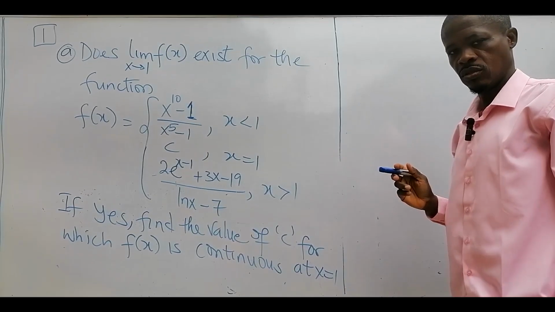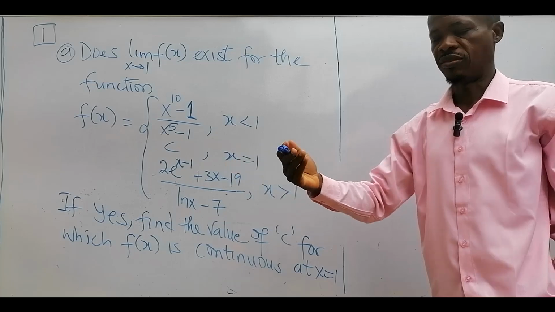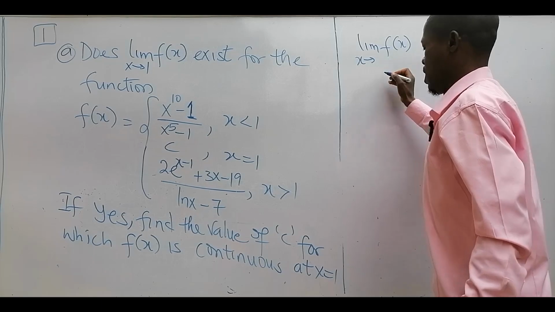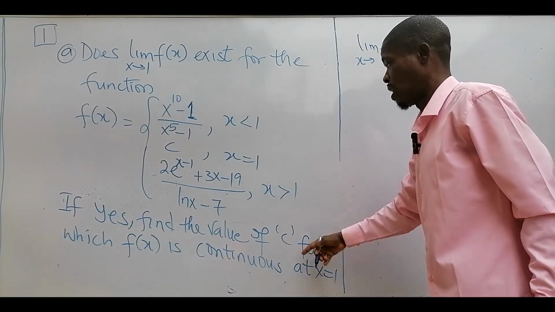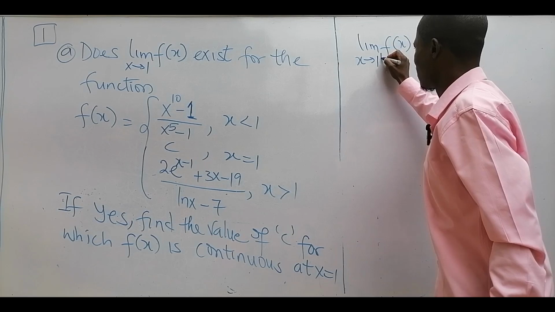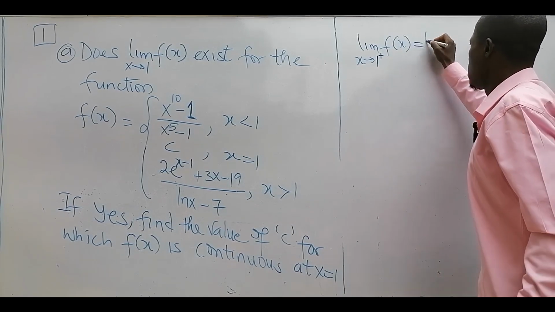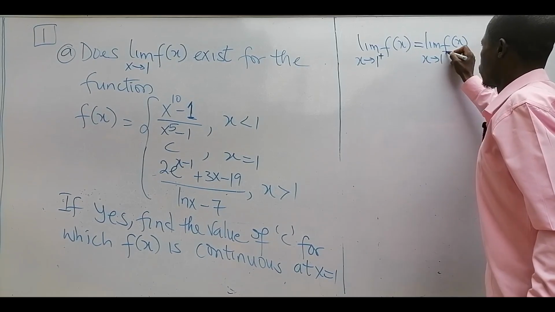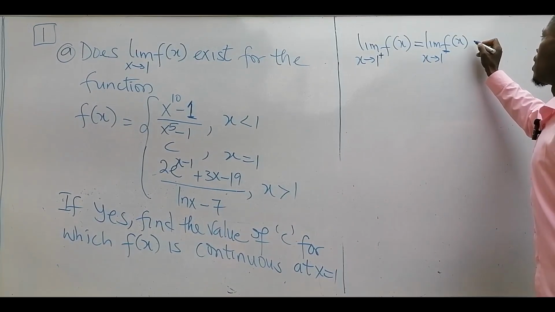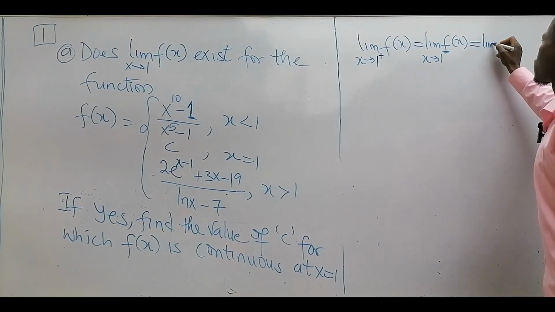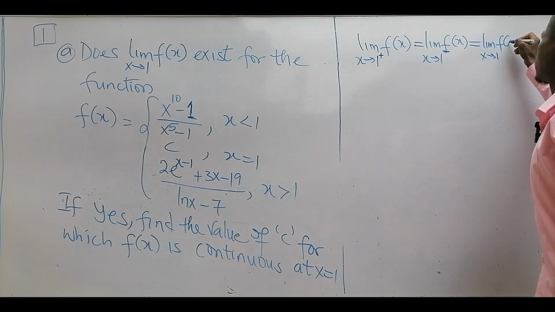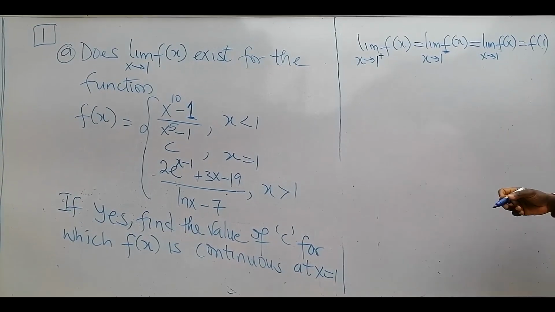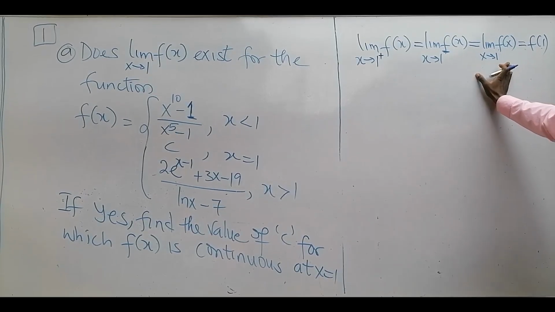The first thing first, what is the condition for continuity? For continuity, at x equal to 1, the limit of f of x as x tends to 1 plus, that's the right hand side, must equal the limit of f of x as x tends to 1 minus, that's the left side, okay? And at the same time must equal the limit as x tends to 1 of f of x. And this will be equal to f of 1.